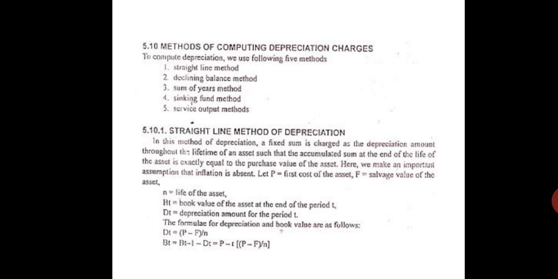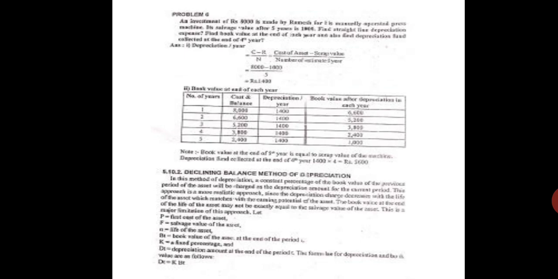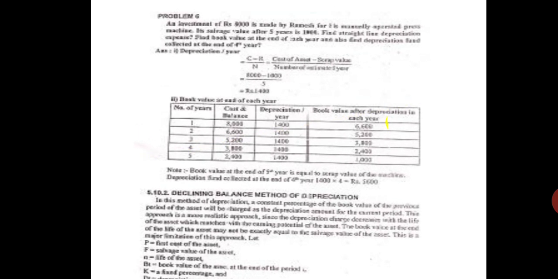So we will see the formula. Let P be the first cost of the asset. Let F be the salvage value of the asset. Salvage value means the value after the useful life. Say in case of a machine or a taxi, after 15 years you have to scrap it, so the scrap value is called the salvage value. N is the life of the asset. BT is the book value of the asset at the end of period T. And depreciation DT is the depreciation amount for the period T. I don't want to tell you the formula, we will see a small numerical. You will understand that.